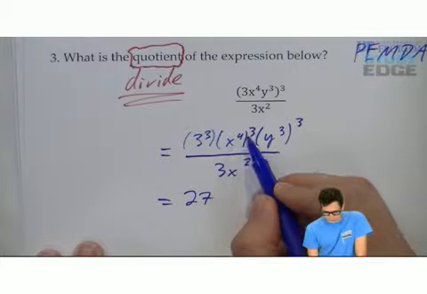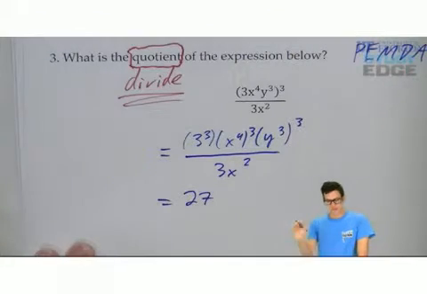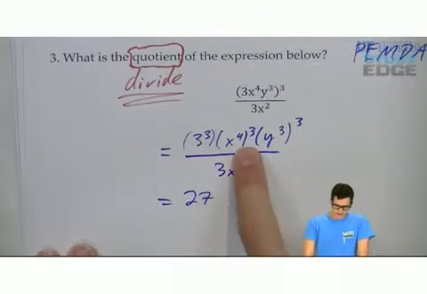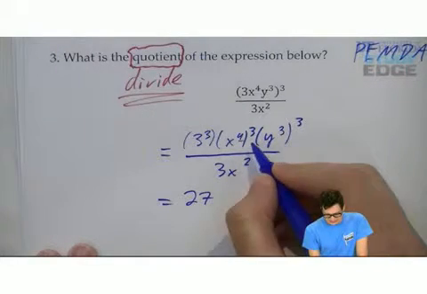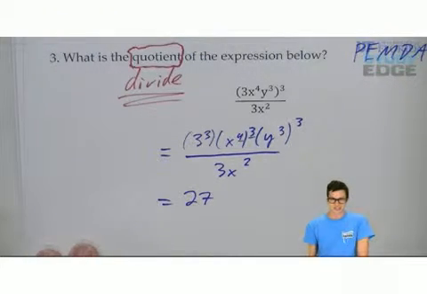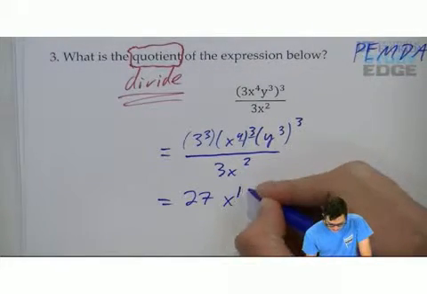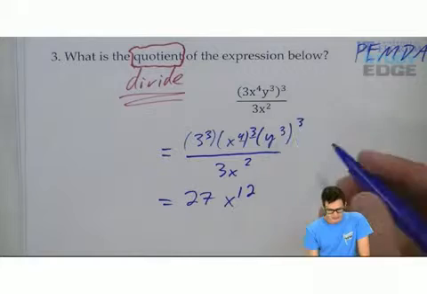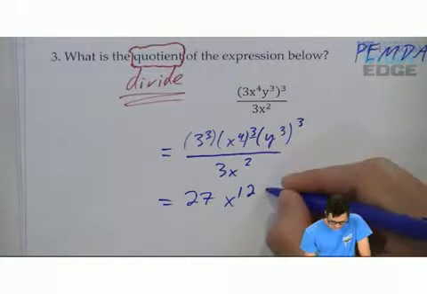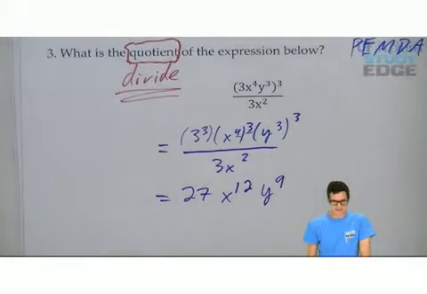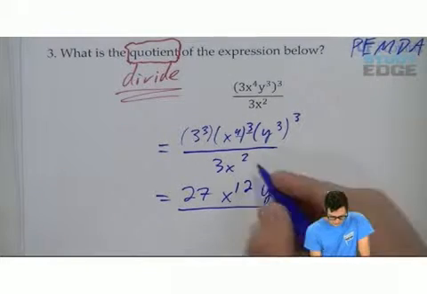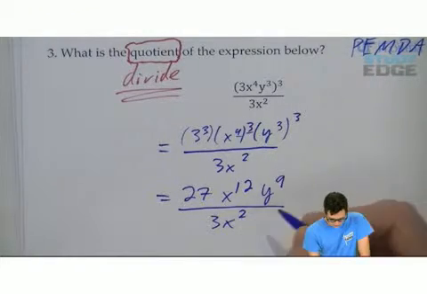Then we have x to the 4th raised to the 3rd. Whenever we raise an exponent to an exponent, we wouldn't do 4 to the 3rd. Since this is an exponent and it has its own exponent, we multiply those two together. That gives us x to the 12th, and then y to the 3rd to the 3rd. Again, we multiply those together to give us y to the 9th. And then at the bottom, we still have 3x squared.